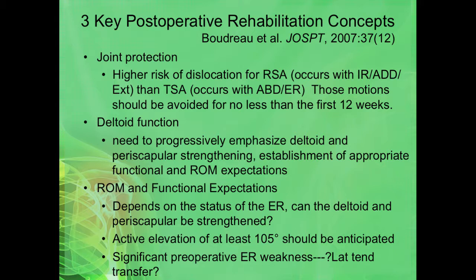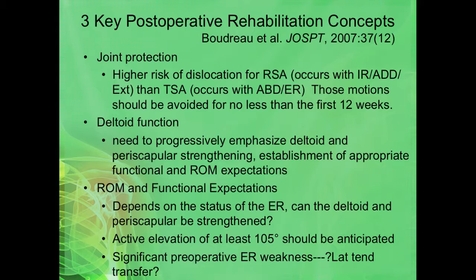So those motions that I've just indicated would be avoided for no less than the first 3 months. So a reverse total shoulder, you avoid internal rotation, adduction, and extension. It's those combined motions. And with a total shoulder arthroplasty, you're avoiding the positions of abduction and external rotation, kind of like that throwing position.